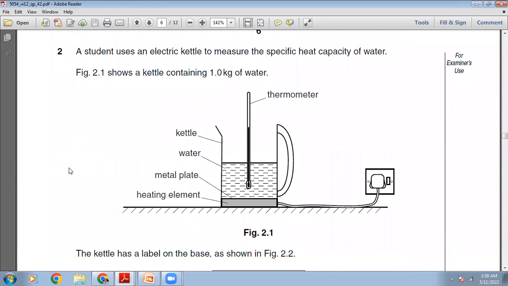A student uses an electric kettle to measure the specific heat capacity of water. Figure 2.1 shows a kettle containing 1 kg of water.